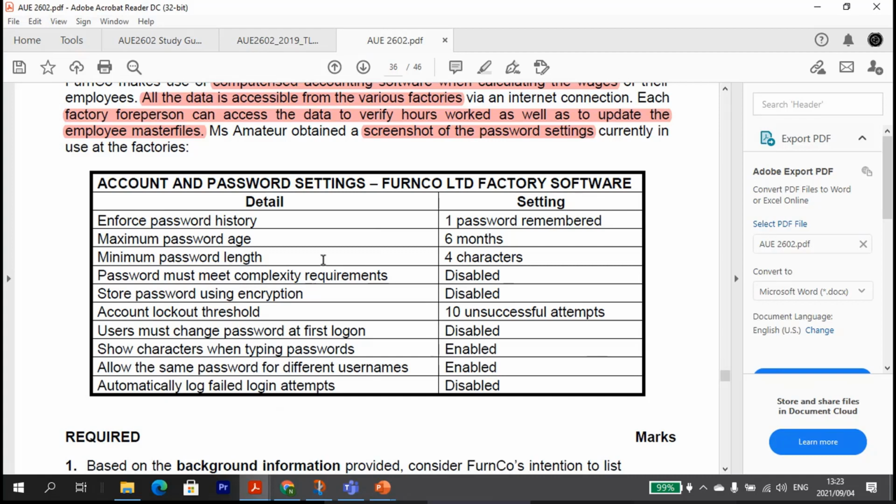The one that says allow the same password for different usernames is a lack of control, because anyone can then enter into anyone's username and use the same password, and go into that specific account and do whatever they want. And also the show characters when typing passwords. Somebody can stand behind you and see exactly what your password is. When you leave the office, they can go into the screen and maybe increase the amount to be paid to themselves. Correct.